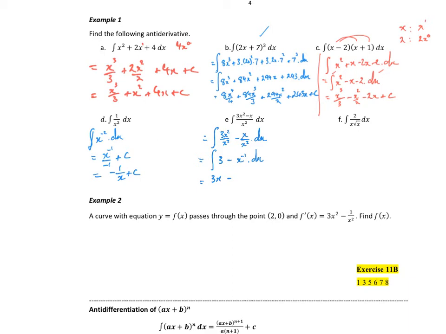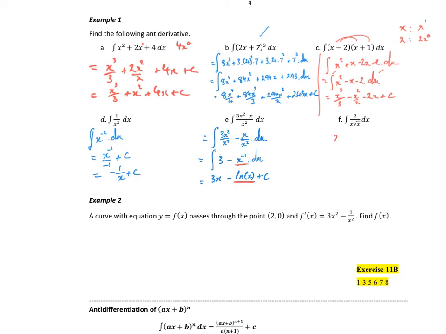So in actual fact, what we will find is that the antiderivative of 1 on x is natural log x, okay? So it's worth underlining here. It's probably not a good example to be doing at this stage. We haven't quite covered that yet, all right? But just be aware that that's what the antiderivative is. Let's go on to part F.